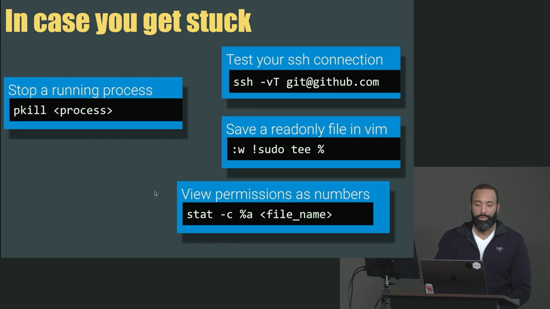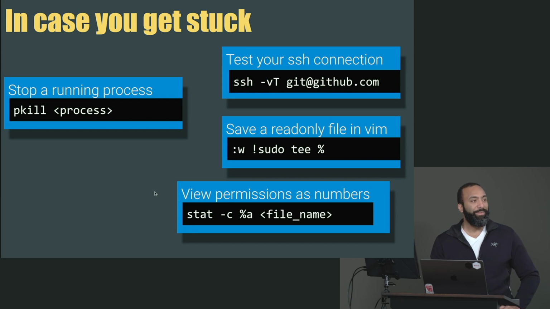And then view permissions as numbers, not super useful, but it's probably a little bit more intuitive. When we chmod, we're always doing 600 or 644, something like that. But translating those into the read, write, execute, which we'll talk more about later today, is kind of confusing.